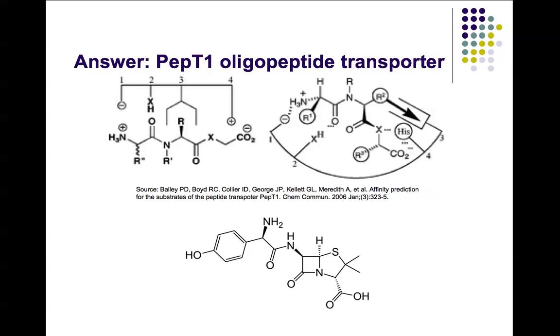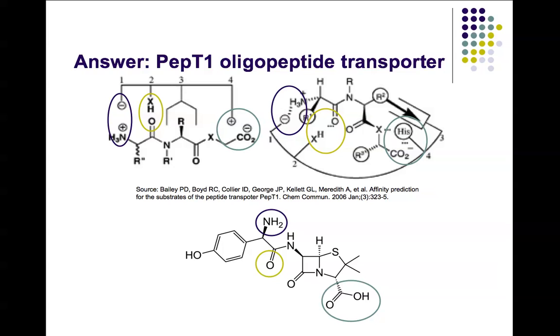So these include the amine group, carbonyl, and the carboxylic acid, and all of these are in the right location to interact with the transporter. So the amoxicillin is absorbed by the transporter-mediated process, and this is why it has good bioavailability and we can use it as a tablet formulation.